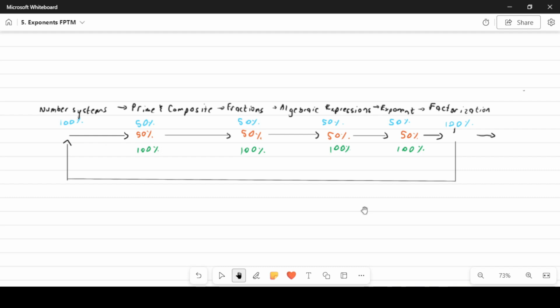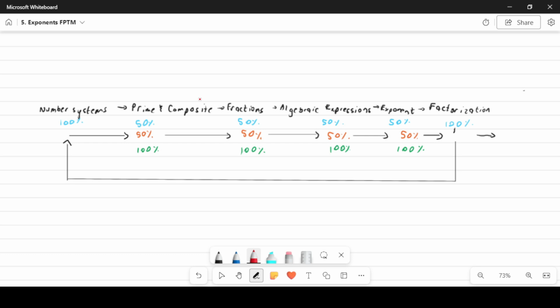Okay, so in this video, we're going to be discussing exponents and everything that you need to know for exponents. But as I said before, and this is a nice, neat diagram that visually explains what I was saying in the previous video, I cannot teach all of these sections entirely until we complete other sections. So initially, when we did the number systems, we covered basically 100% of the work. So everything that you need to know is in the number systems, right?